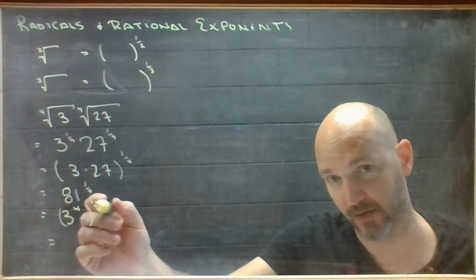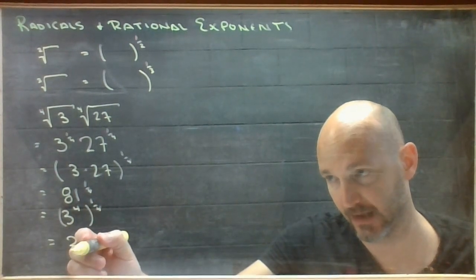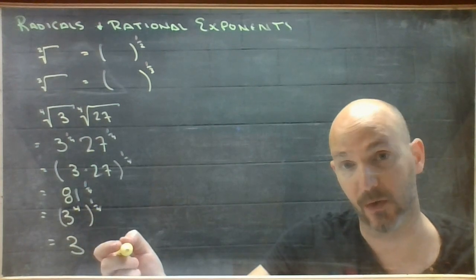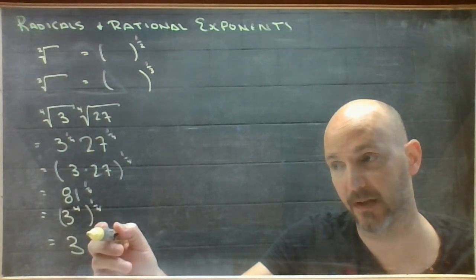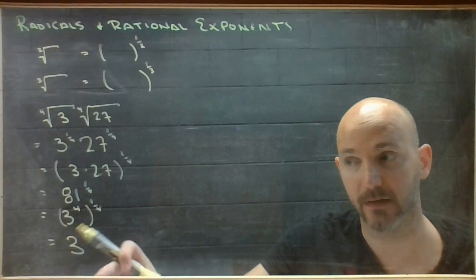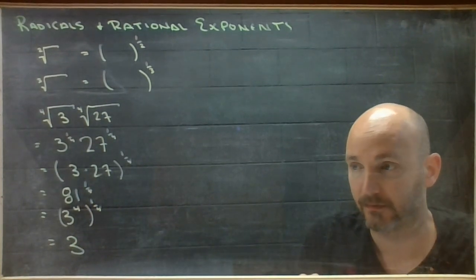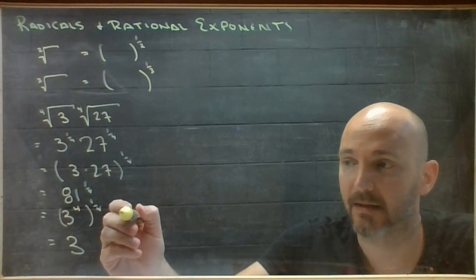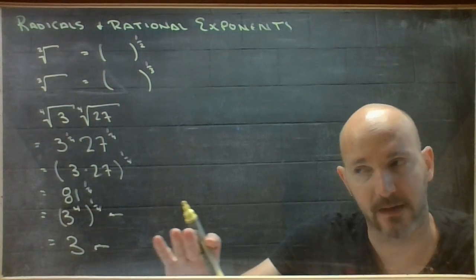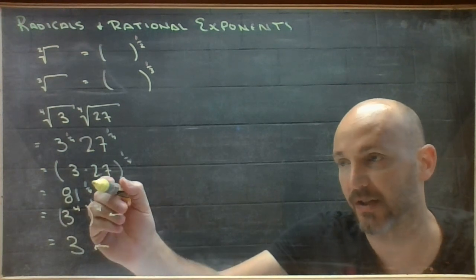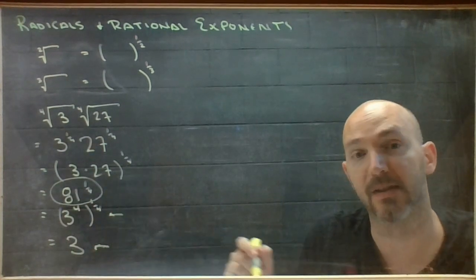Apply this particular exponent law, keep the base. 4 times 1/4 would be 4 times 1 divided by 4, which is just 1. So the value of this is 3. Now this line and this line, that's not necessary. You can just put this into your calculator and see if it comes out clean.